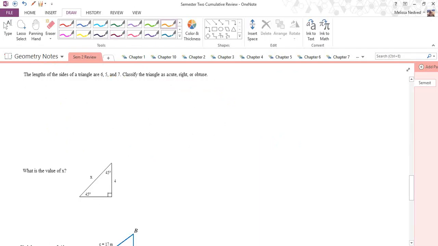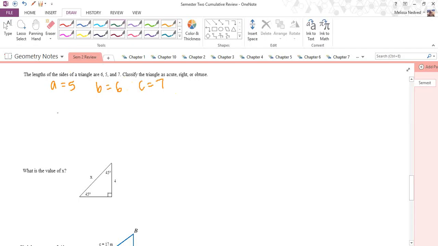So I've got side lengths 6, 5, and 7. My shortest side length is 5. I'm going to call that A. My next shortest is 6. I'm going to call that B. And C is 7. Now, you can flip around A and B. You could call A 6 and B 5. That would be fine. Just make sure that they're your two smallest. What's most important is that C is your longest side.